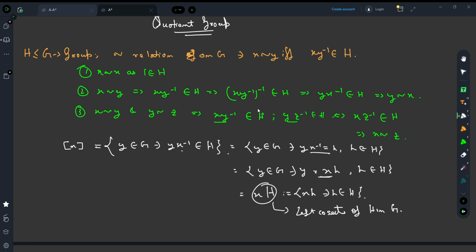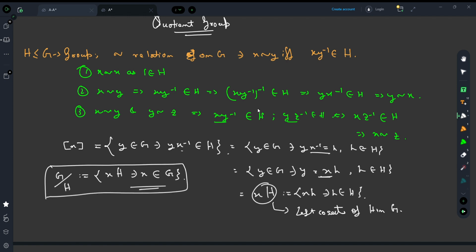So now, if I consider the collection of all such left cosets, and I denote it as G mod H. This is the usual notation: the collection of all xH such that x is in G, right? This is the standard notation, and this set can be structured as a group by the following operation: xH dot yH is equal to xyH.